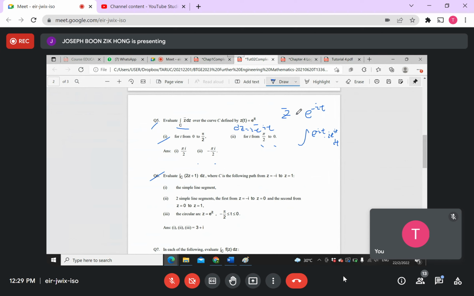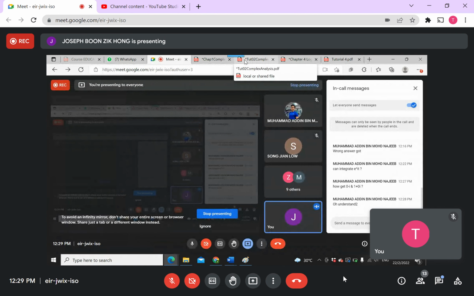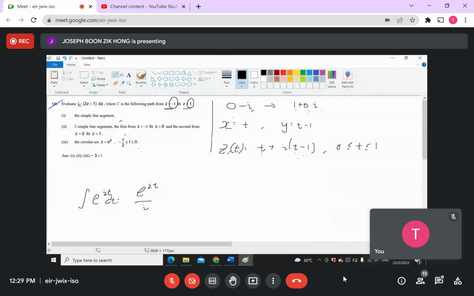So I do it in cos and sine. I change it into cos and sine, but still okay if you do it in the exponential directly. So I continue. After I get the z of t, again we try to differentiate. dz would be 1 plus i, differentiating with respect to t. I get i on it. So this one I get dt.